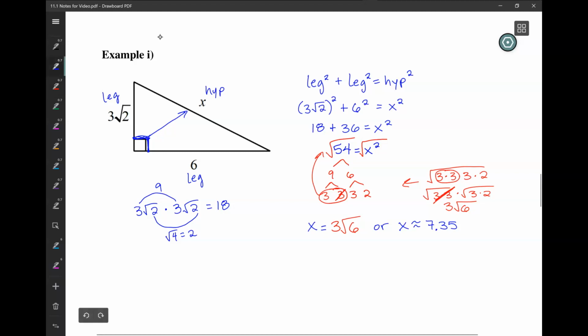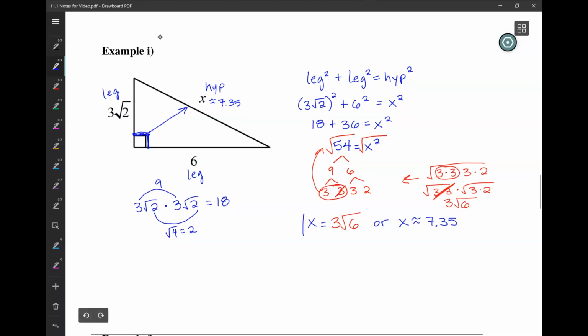All right, so 7.35, that is the longest side. I think 3 square roots of 2 is something like 4.2-ish, so that's the longest.